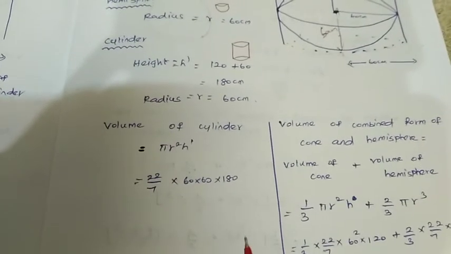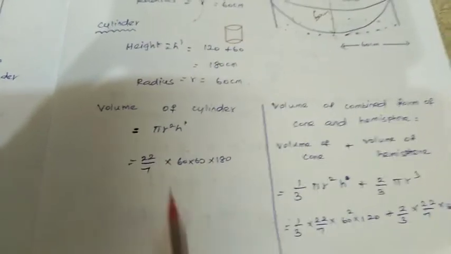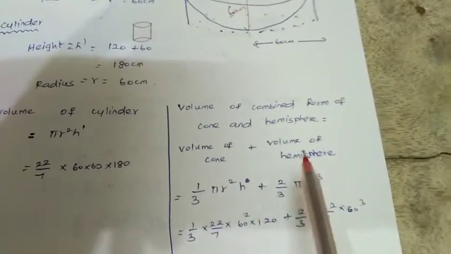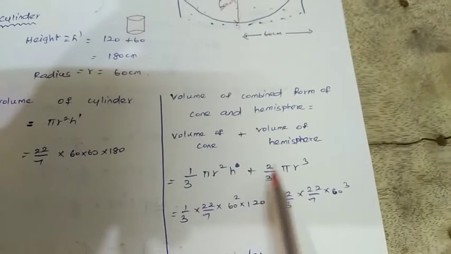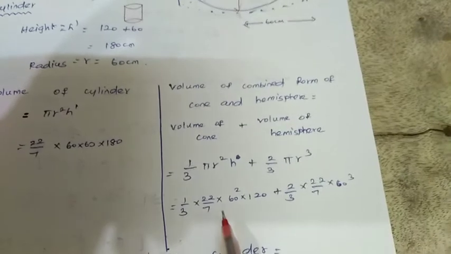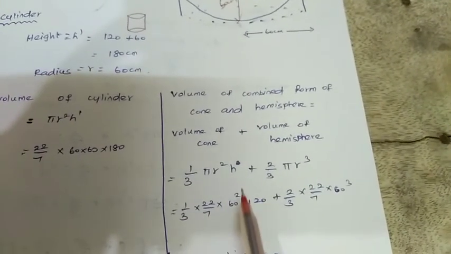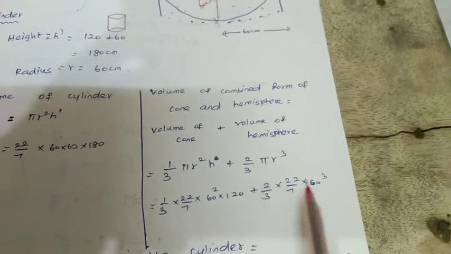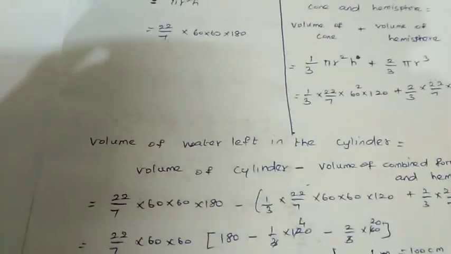We are solving the combined form, so don't find separate answers, just find the combined answer. Next, the volume of the combined form of cone and hemisphere: volume of cone plus volume of hemisphere. Volume of cone is 1 by 3 pi r squared h plus volume of hemisphere 2 by 3 pi r cube. Here r value is 60, so 60 squared, h value 120 for the cone, and hemisphere radius 60. Substitute. Now we write the whole answer.